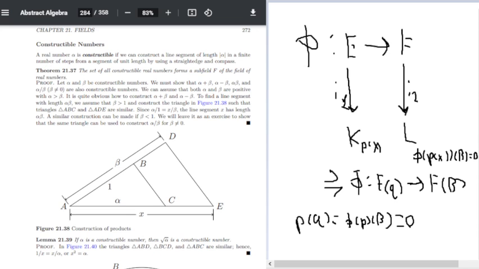Constructible numbers. This I actually know shamefully little about, so I will be taking more intensive notes than usual. So take that.